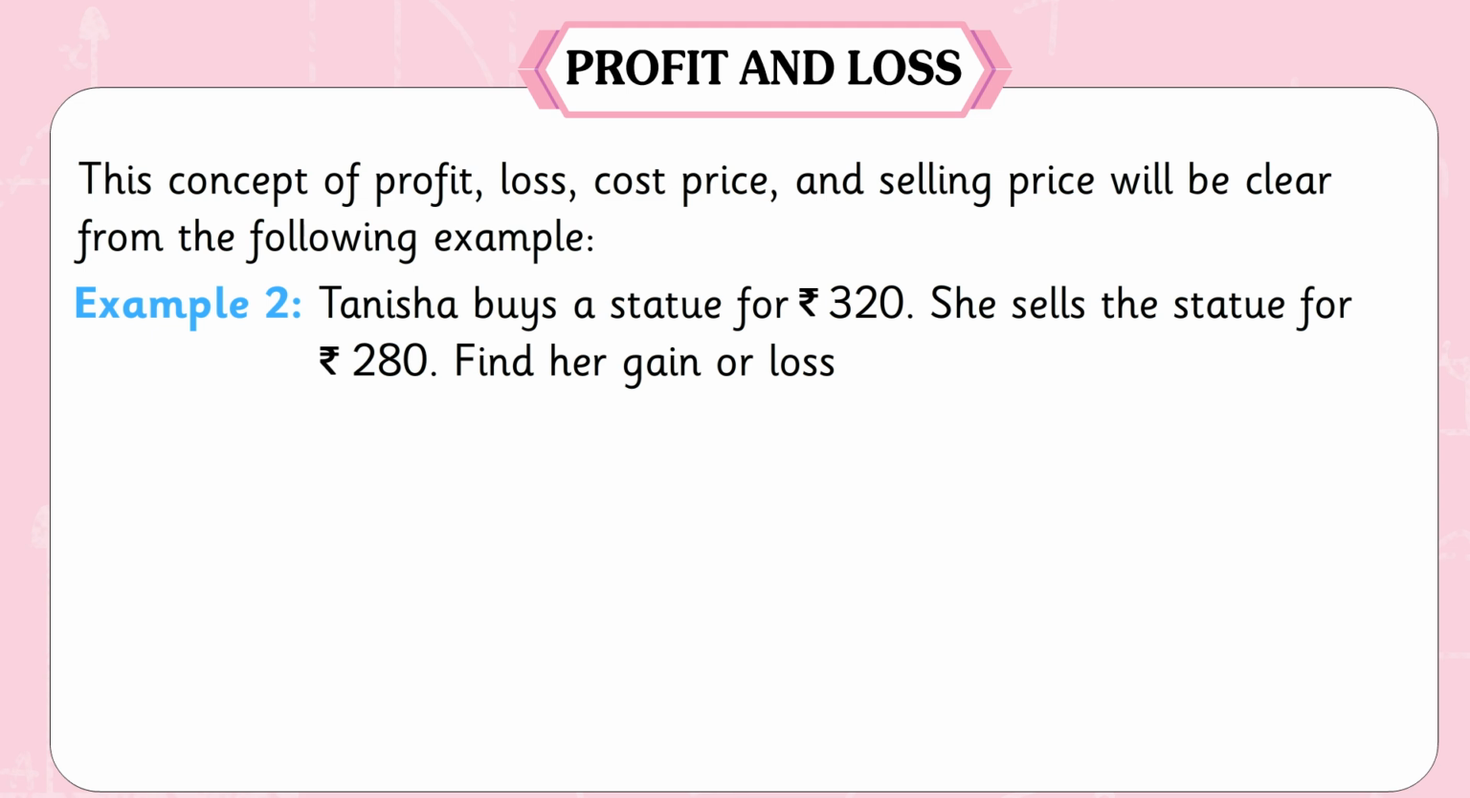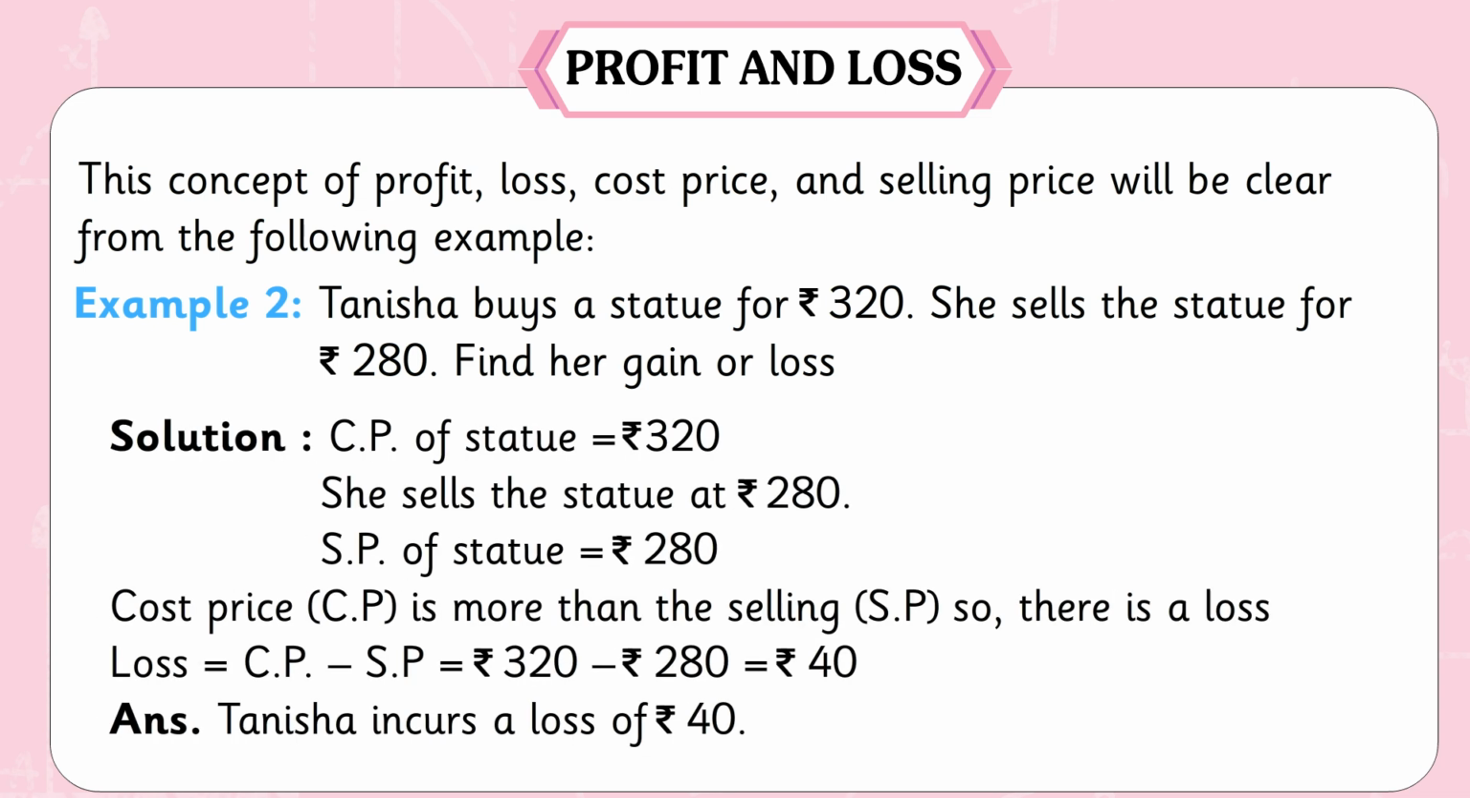Example 2. Tanisha buys a statue for ₹320. She sells the statue for ₹280. Find her gain or loss. CP of statue is equal to ₹320. She sells the statue at ₹280. SP of statue is equal to ₹280.